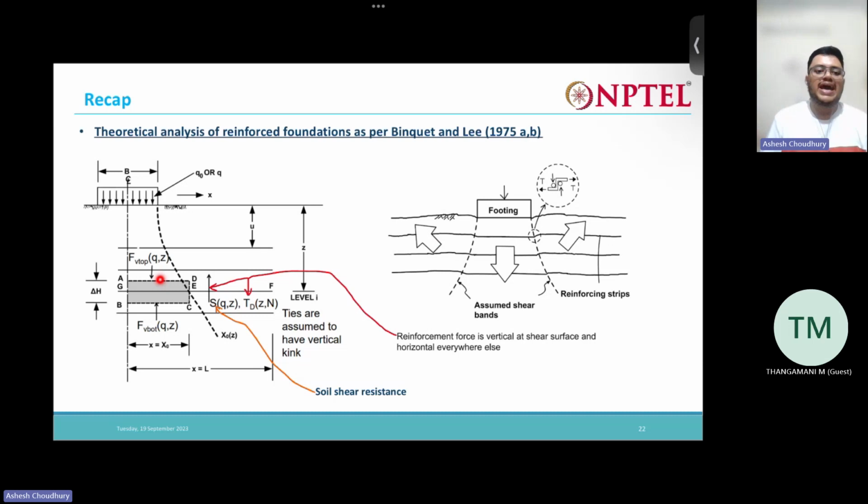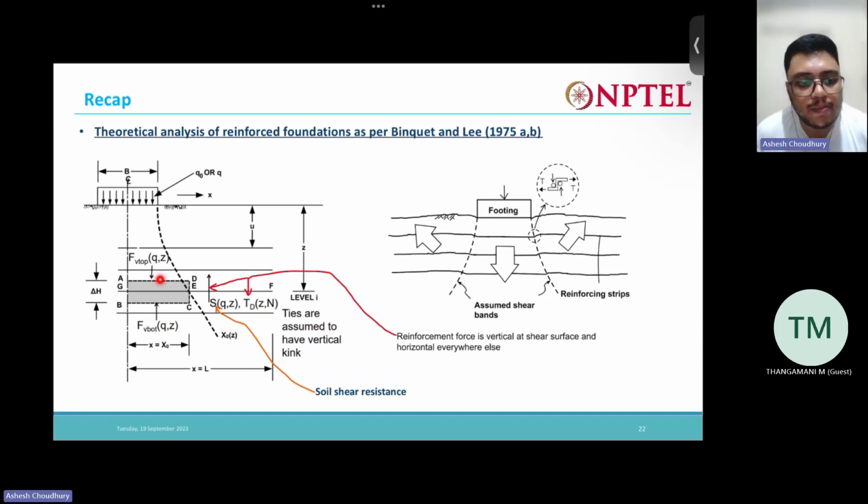So F_B top is the pressure that is coming on the top of that layer. F_B bottom is the bottom pressure that is acting on that soil. Then we have S. S is the upward soil resistance that is acting. And T_D is the upward reinforcement force that is acting.